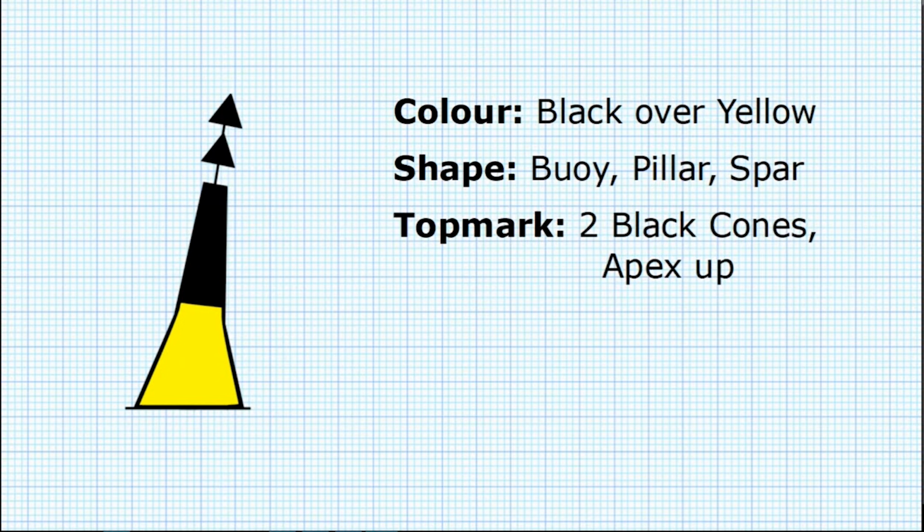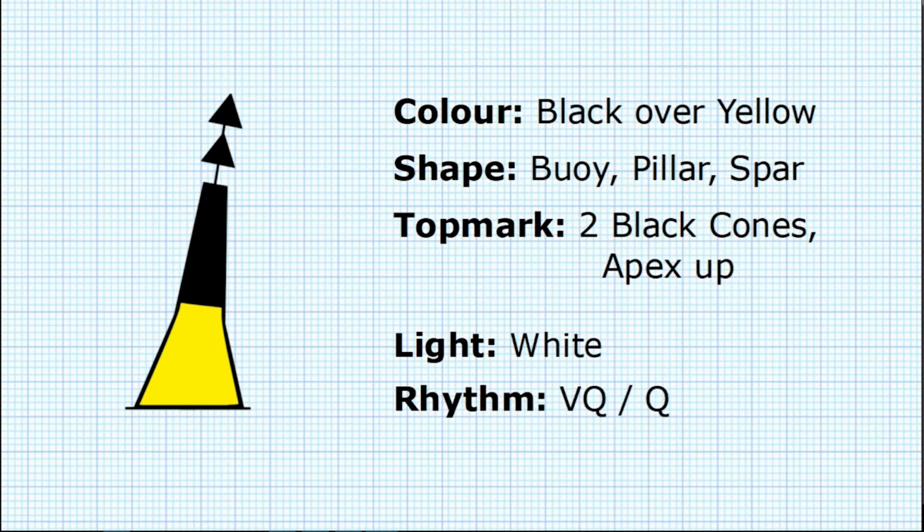Top mark, 2 black cones, apex up. We've seen they relate to the colour, but you can also remember north cardinal. North is at the top of the world, the cones are pointing towards the top. And the light is going to be a white light, all cardinals have white lights, and the north one is going to be either very quick flashing or quick flashing.